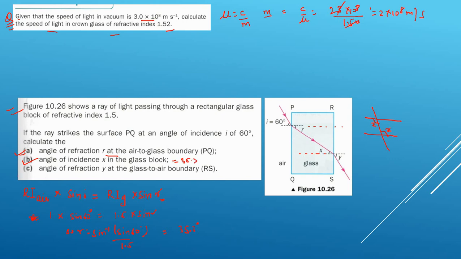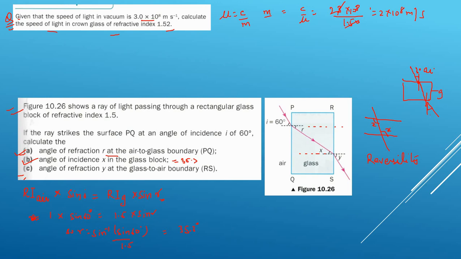Now how to solve question number C, which is talking about the RS boundary, this boundary. Very important: you can solve it in this way, that light follows the principle of reversibility. What is reversibility? It means if I reverse this light, suppose light is going from air to glass, it will bend. Now if it goes out of the glass, it will follow the same pathway, right? Meaning if it is 30 degrees, it will also be 30 degrees on the other side.